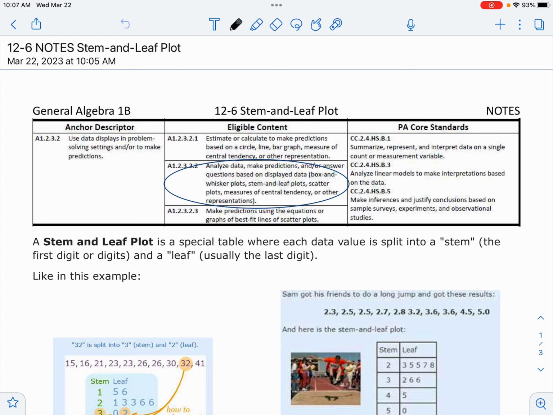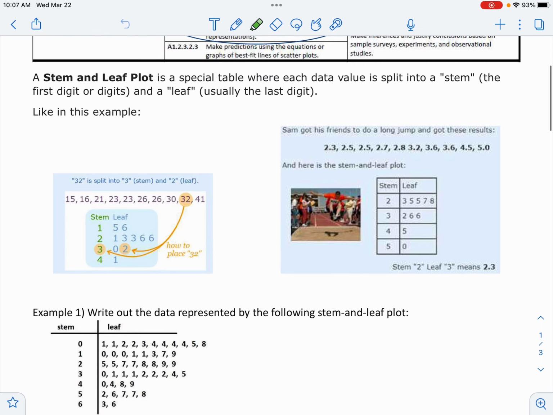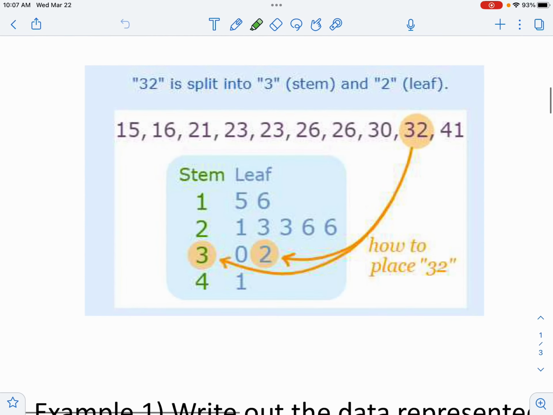All right, so here's the definition of a stem and leaf plot. A stem and leaf plot is a special table where each data value is split into a stem, or first digit, and a leaf, usually the last digit. Let's zoom in on this first stem and leaf plot. Usually they give you a key or a legend. If you look at 32 in the list, that is represented by a 3 for the stem and a 2 for the leaf.